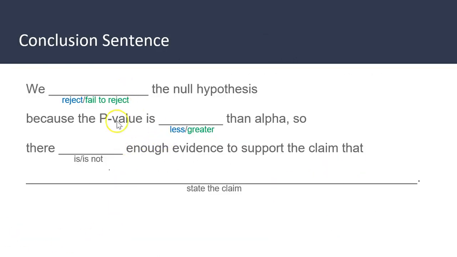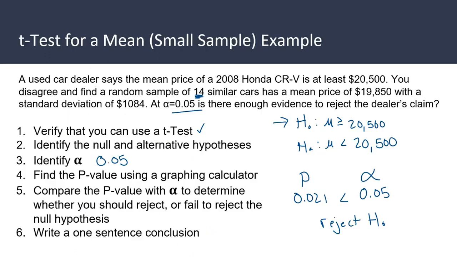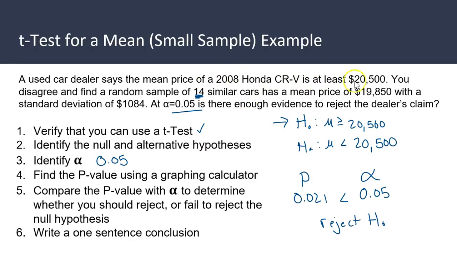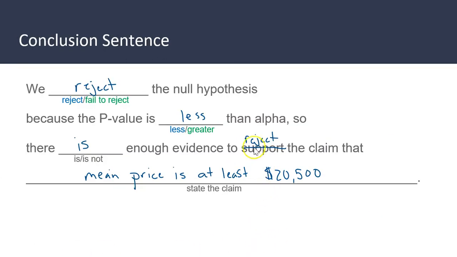So same thing with our conclusion sentence. We reject the null hypothesis because the p-value is less than alpha. The question says reject the dealer's claim, so I'm going to change this to reject. There is enough evidence to reject the claim that the mean price is at least 20,500, because that's what it said in the problem. We can reject that claim.